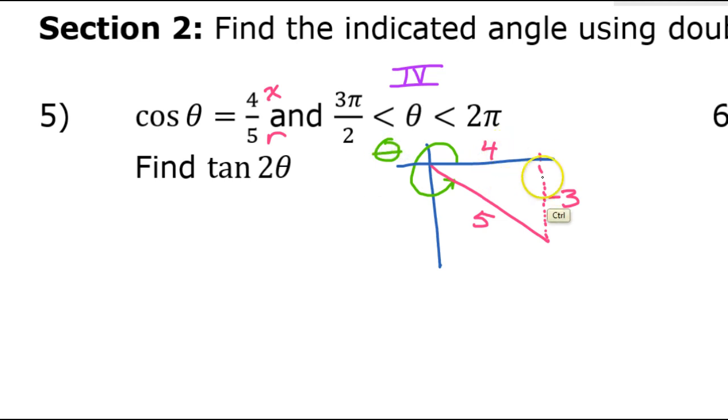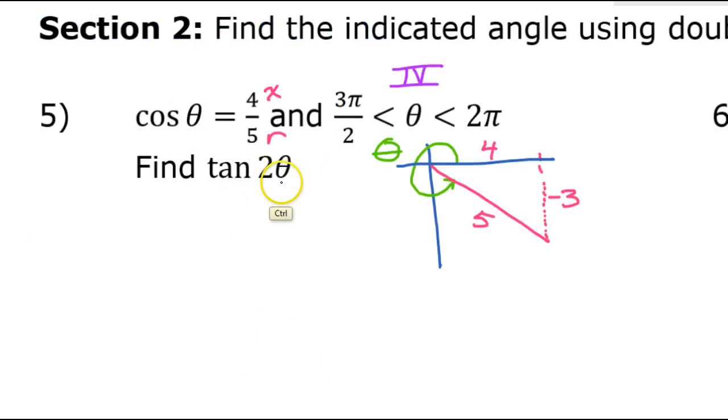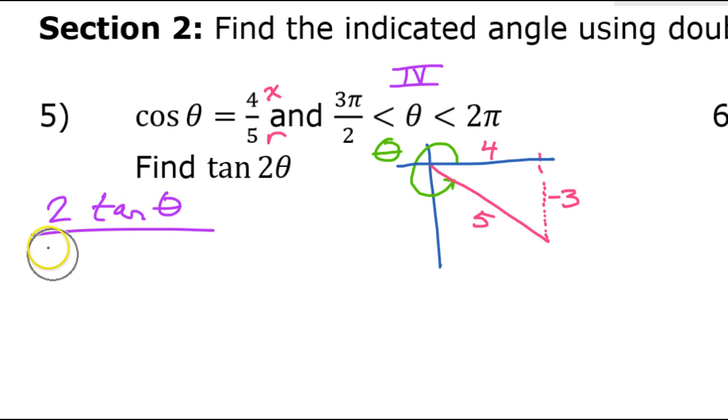Alright, but we have x, y, and r. So with that in mind, we should be able to do tangent of 2 theta. Alright, so this is the formula for tangent of 2a. It's 2 tangent a over 1 minus tangent squared a. So applying that to theta, the formula says that I should have 2 tangent theta over 1 minus tangent squared theta.